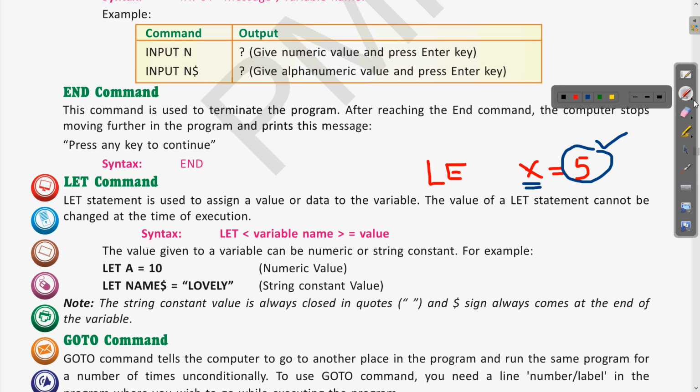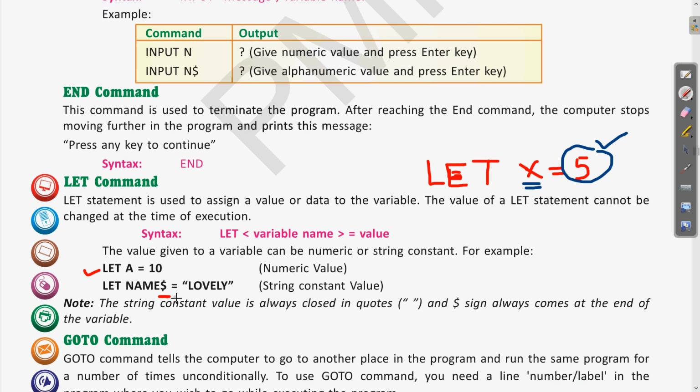Let me change the color. So the command is let x is equal to 5. Clear? This way we can write any of these commands with the syntax. Here you can see an example also: let a is equal to 10. When we are writing a numerical value, we have chosen a. When you write any variable name with the dollar, it means that it is holding some string.